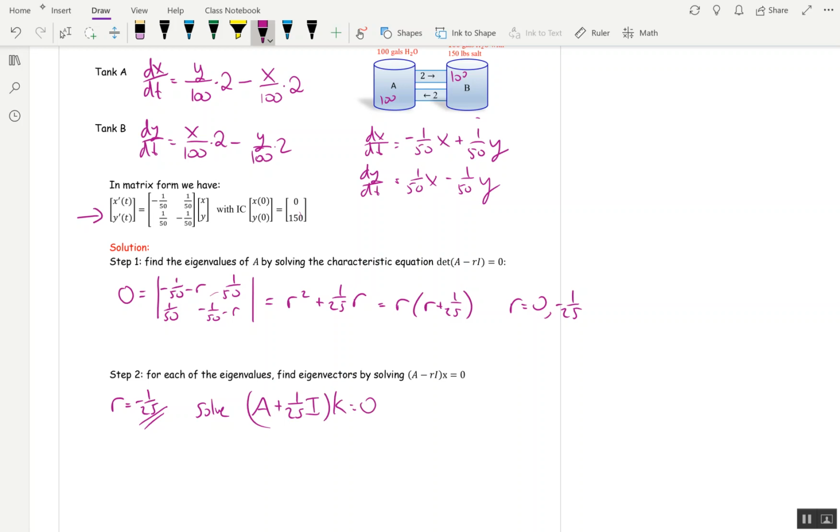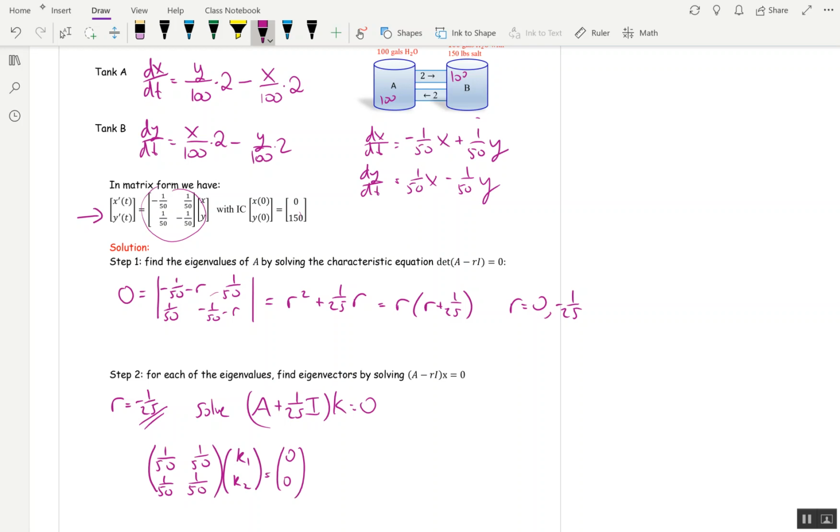Okay, A is up here, so I want to add 1/25 on the main diagonal. And let me think, negative 1/50 plus 1/25. 1/25 is 2/50. So that'll give me positive 1/50, and then 1/50, 1/50, 1/50. You can pause it and think about that if you want, but that's correct. K1, K2 is 0, 0.